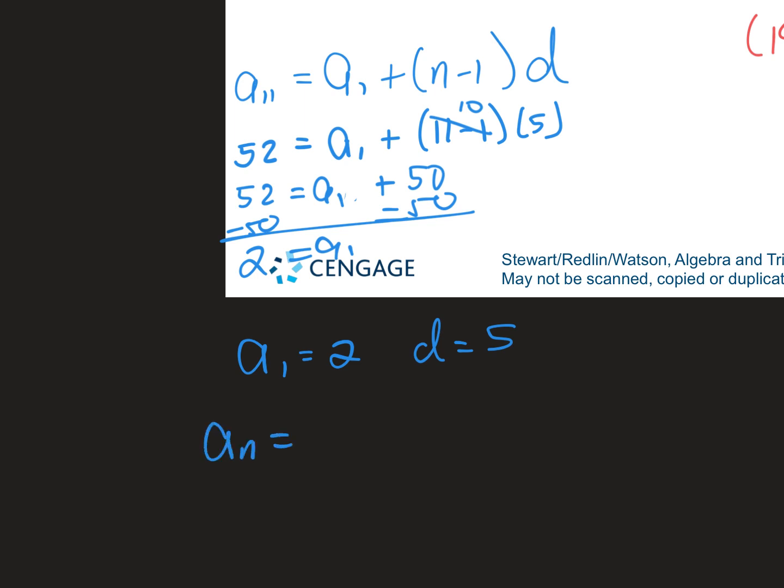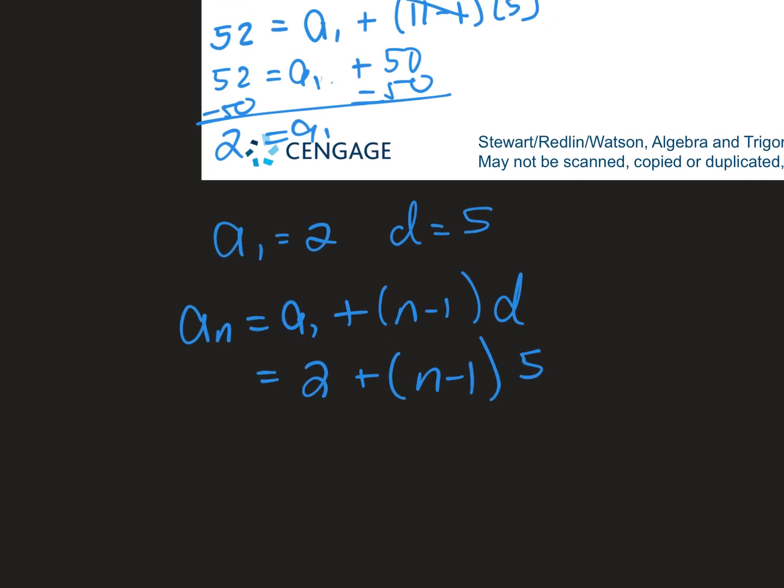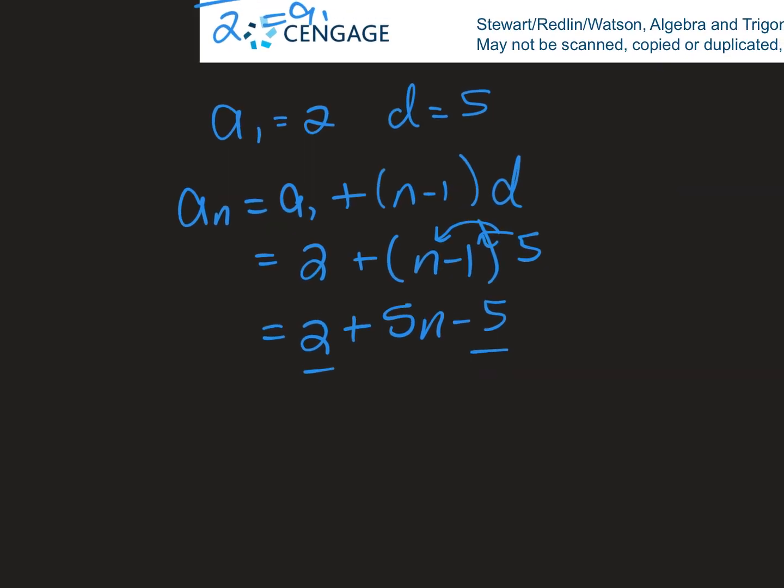A sub n equals first term plus n minus 1 times the common difference. Your first term is 2, plus n minus 1, for whatever number we're looking for, times the common difference, which is 5. So we're going to distribute. We have 2 plus 5n minus 5. I can combine like terms here, and my rule for this sequence is a sub n equals 5n minus 3.